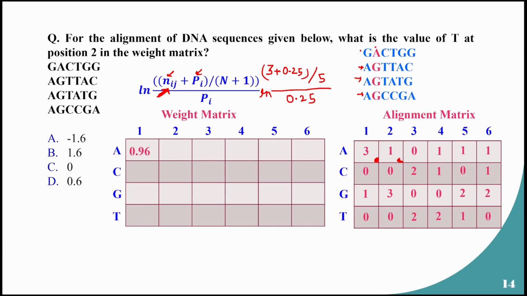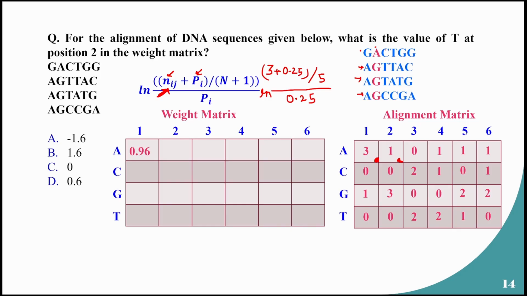So for example, the very first value, it will be ln of 3 plus 0.25 is 3.25 divided by 5, and then you divide that by 0.25. You can do this in a calculator. So basically 0.65 divided by 0.25, so it would be 2.6, something like that. Then ultimately if you calculate ln 2.6, that will give you a value of 0.96.